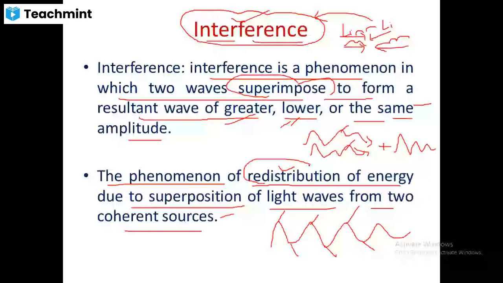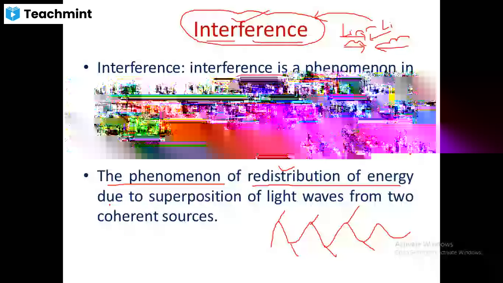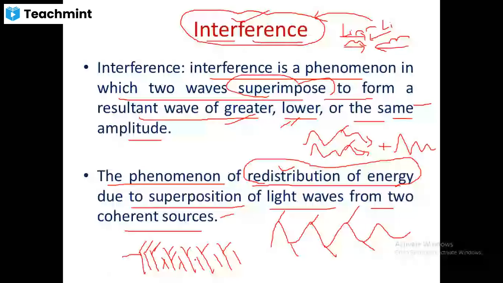Why are we saying it is a redistribution of energy? Because, if you remember, in the previous slide I told you that when interference takes place, we get an alternating fringe pattern like this. If you take this as a dark area, this is a bright area: dark, bright, dark, bright, fringe pattern like this, right? So what's happening here? The energy is getting redistributed. At some areas the energy is low, then high, low, high.